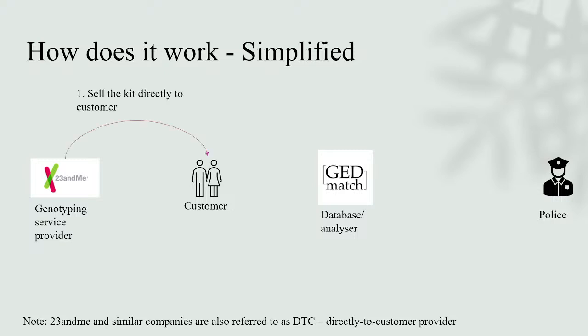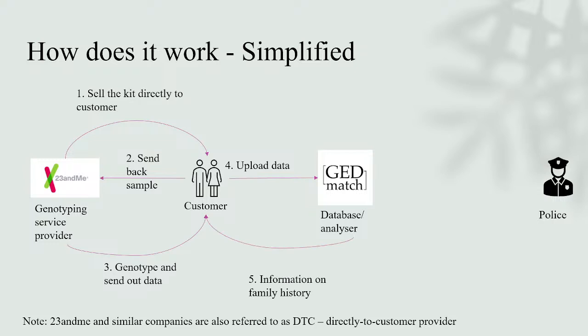For the customer, we would buy the kit directly from 23andMe. Usually it is a sample collection kit, saliva collection. We spit in it and send back the sample. They do the genotyping and they send out the data. Obviously, and I know some of you guys are geniuses, but in general, we are not equipped very well to read this data. So what we do is submit it to a database or analyzer, also known as a third-party service, and we upload the data over there. They analyze it, compare it with the database, and then they spill back the information on our family history.